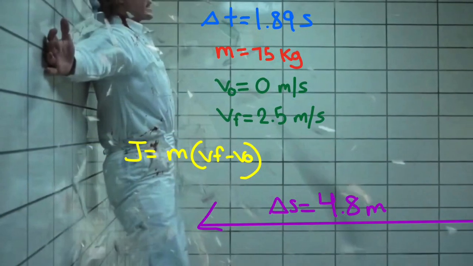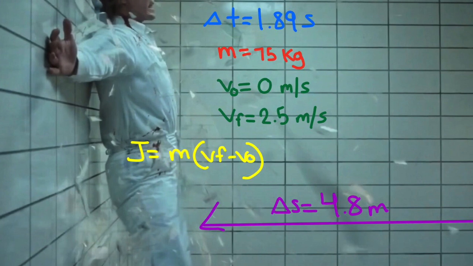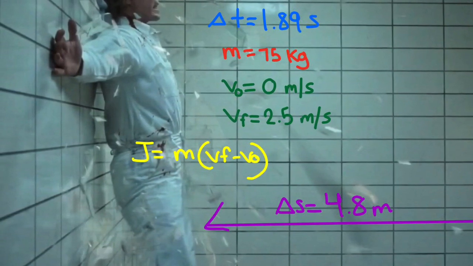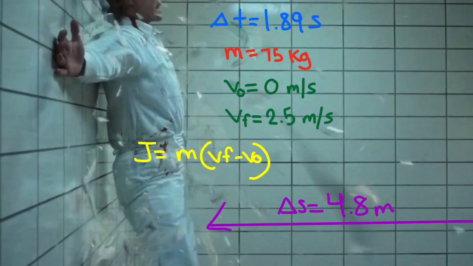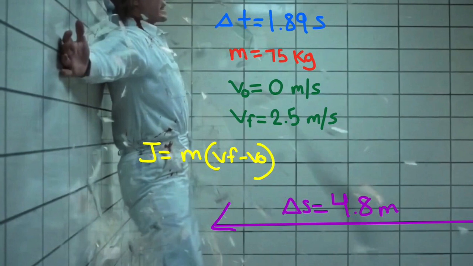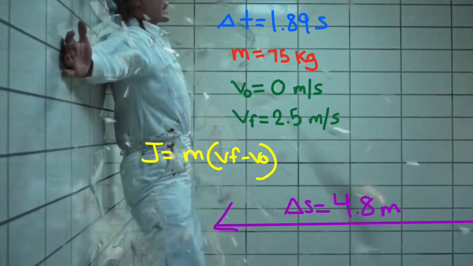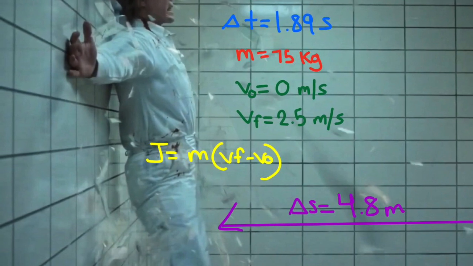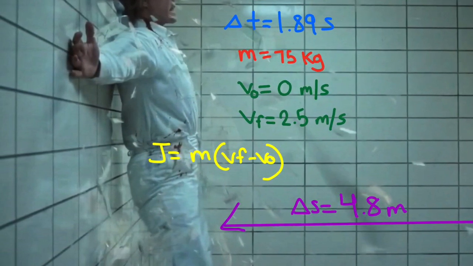In this scene, Vecna is getting acted on by an impulse. To find this impulse, the first step is to make a key. We know that the mass of Vecna is 75 kilograms, his initial velocity in this scene is 0 meters per second, and he traveled approximately 4.8 meters in this scene. To travel those 4.8 meters, it took him approximately 1.89 seconds.